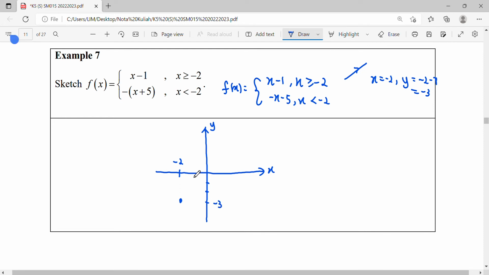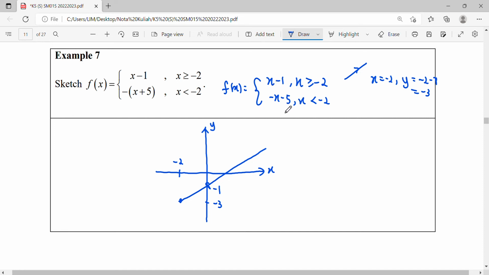Start from -2, where the y coordinate is -3, with positive gradient, going to intersect the y-axis at -1. So this is the first piece, which is to the right-hand side.